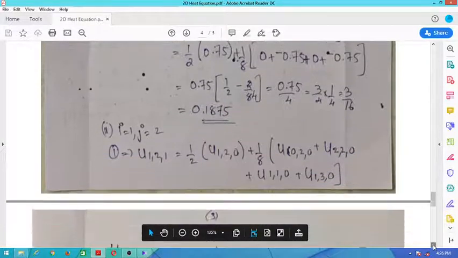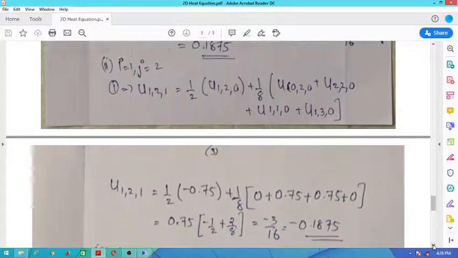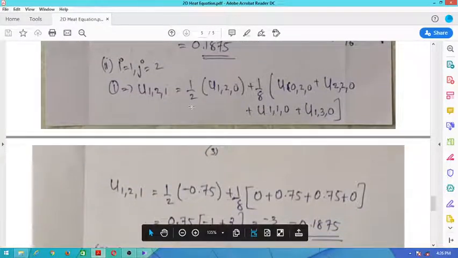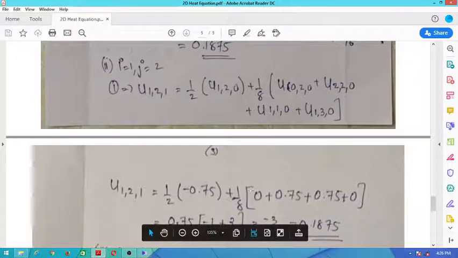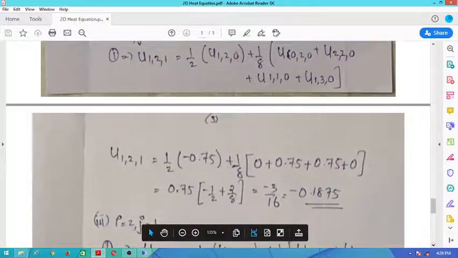Similarly, when i equal to 1 and j equal to 2, equation 1 reduces to u121 equal to half times u120 plus 1 by 8 times u020 plus u220 plus u110 plus u130. The values, all the 4 values have been tabulated, and u130 is 0 because it is a boundary value. We have substituted the values. We get the answer is minus 0.1875 or minus 3 by 16.